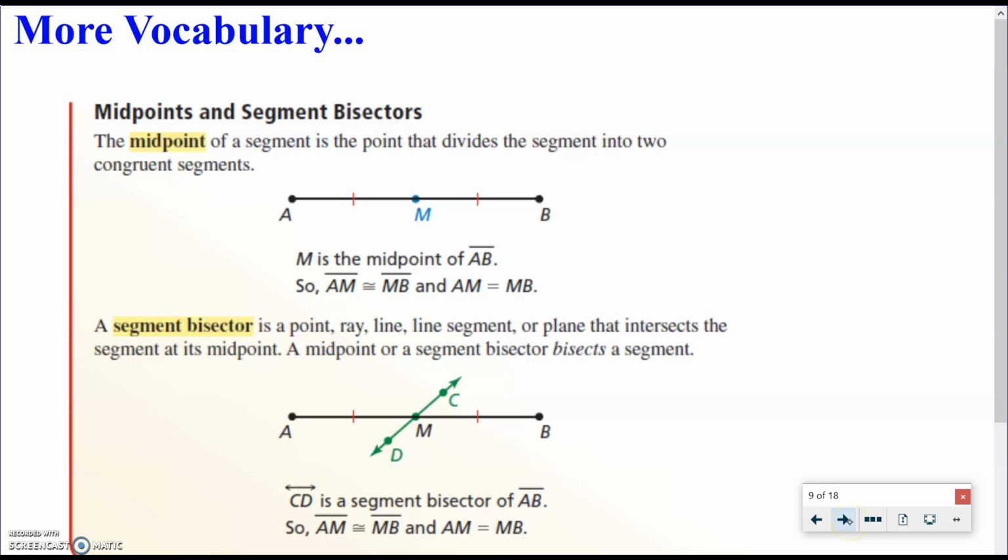Okay, now we're going to switch gears and we're going to look at midpoints and segment bisectors. The midpoint is the point that divides a segment into two congruent segments, so the middle point. And a bisector does the same thing, but with a line, okay? And so this is a segment bisector because it's a line that bisects AB. So we say that CD bisects segment AB, and so we know that these two pieces are equal.